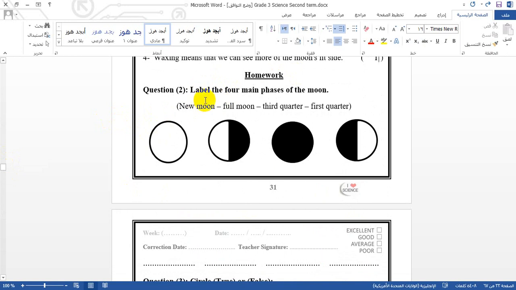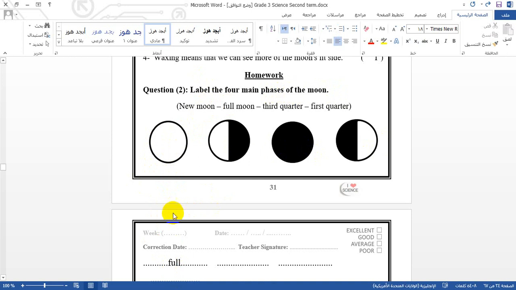Question number 2. Here they're asking you to label the 4 images, okay guys? Because I told you many times, the moon has main faces. Do you remember them? So now they give you 4 faces of them, and write by using the keywords the correct answer below each one of them. So label the 4 main faces of the moon. We're starting from here. What do we call this one? The full moon.